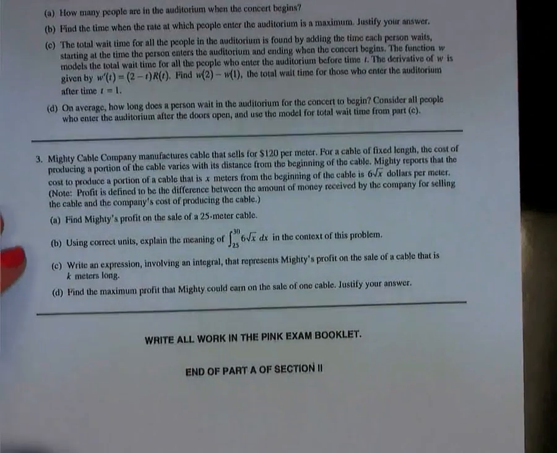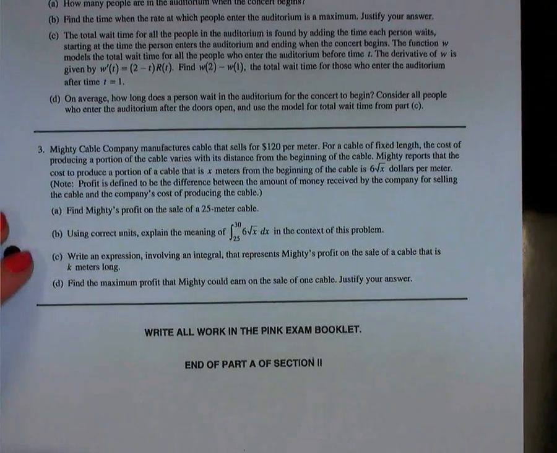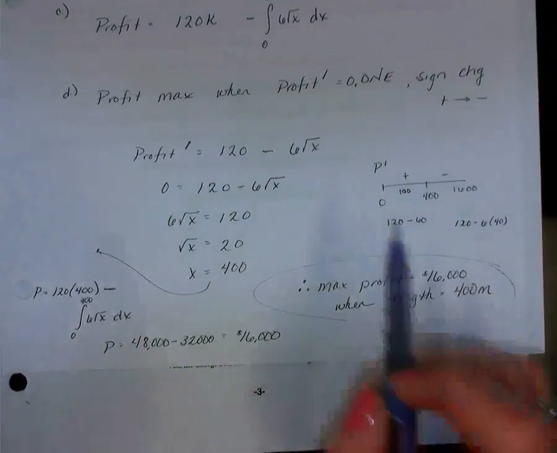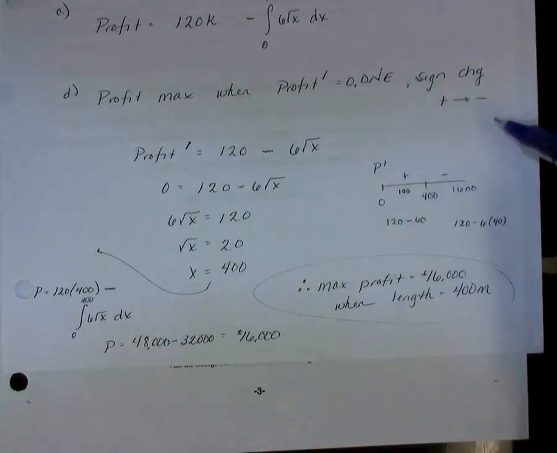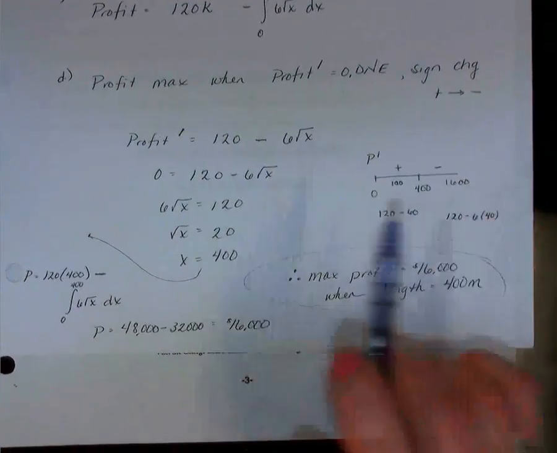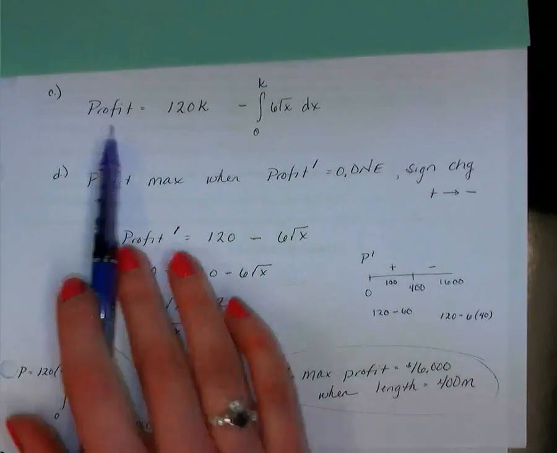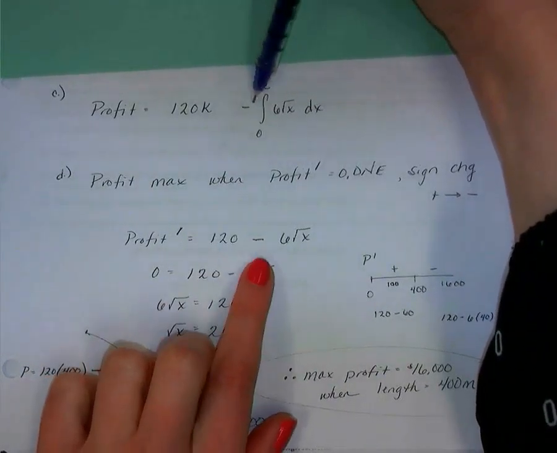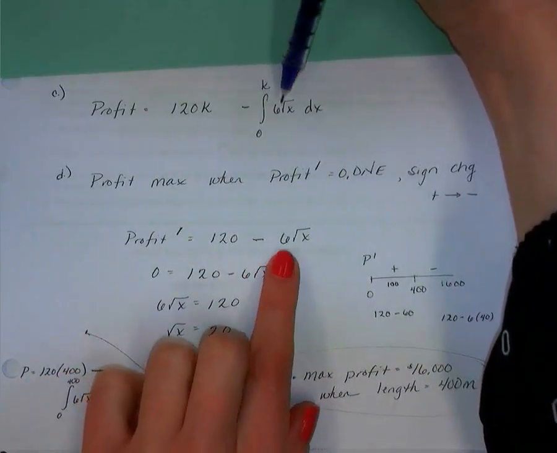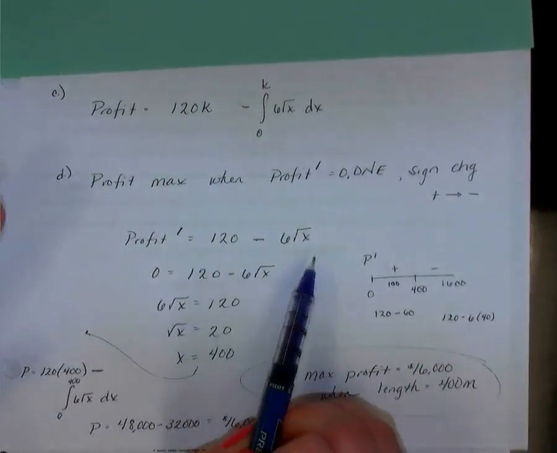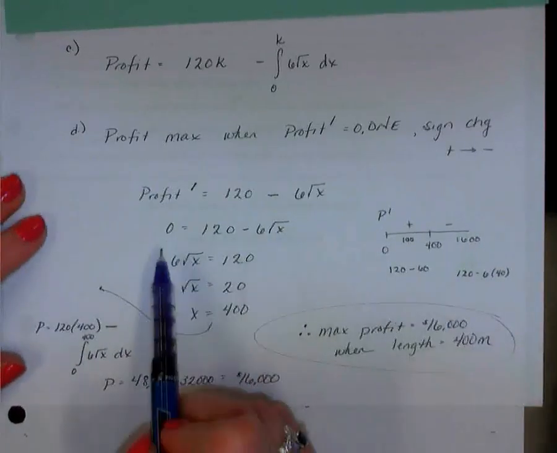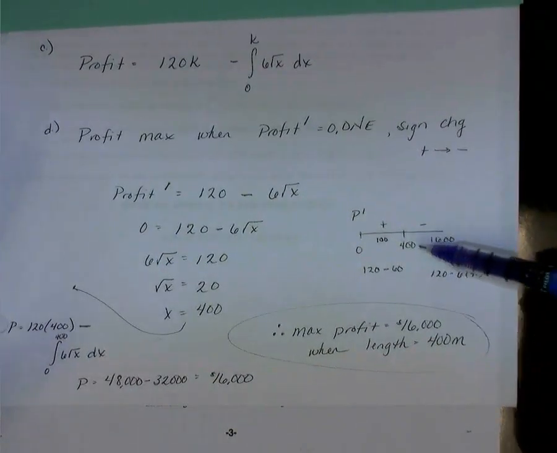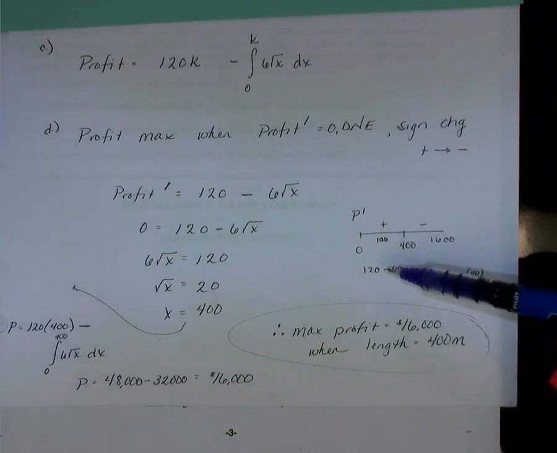Finally, we're going to find the max profit that Mighty can earn on the sale of a cable. We're going to justify it. So here we go. The profit is a max when P prime is 0 or DNE and has a sign change plus to minus. So I've got my justification out of the way. If I look at C, C is my formula for profit. If I want that derivative, the derivative of profit is 120 minus the derivative of the integral, which cancels, 6√x. When does my derivative equal 0 or DNE? So set it equal to 0, I solve, and I get when x is 400. I set up my number line, and I do have a sign change plus to minus.